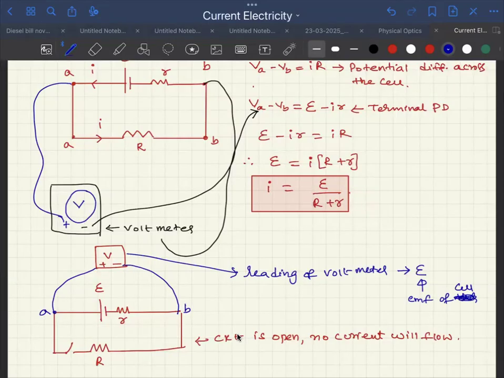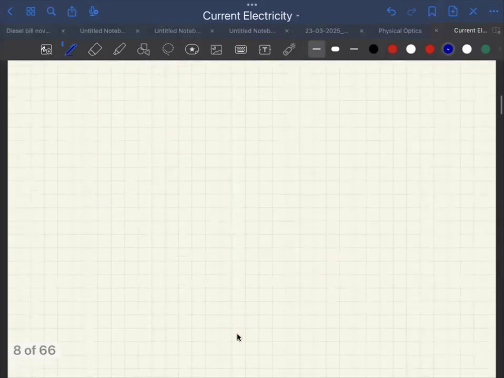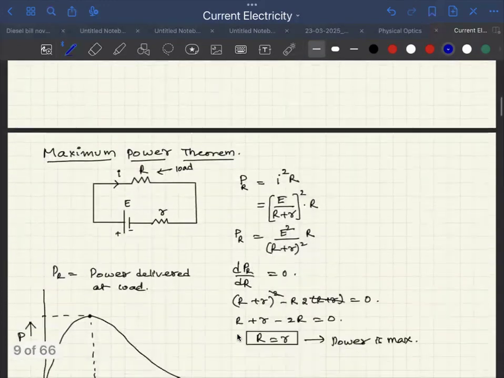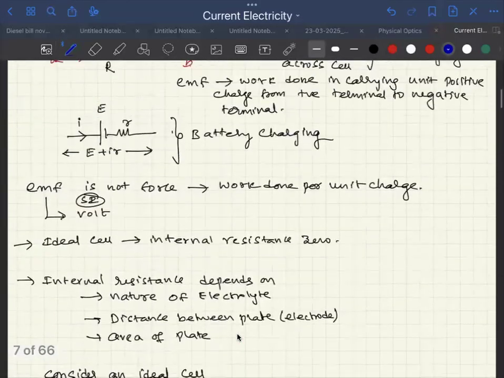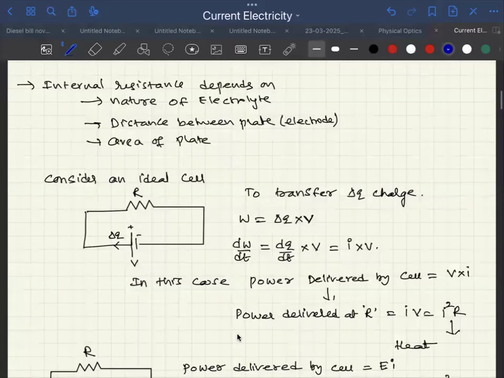This is the principle which I discussed yesterday. Okay, right. So now I have done a very basic part of the cell. After this, I need to go to the maximum power theorem. First of all, what is power? That you need to understand.